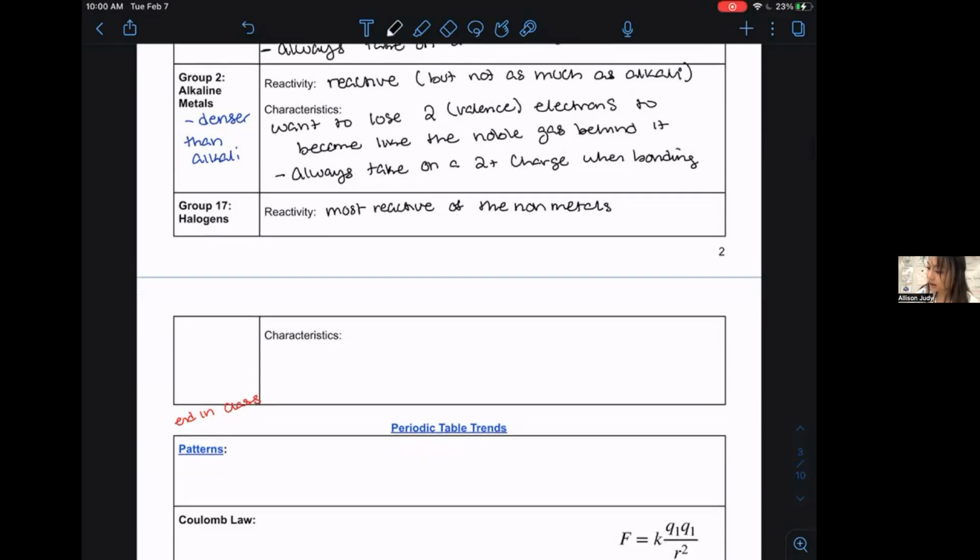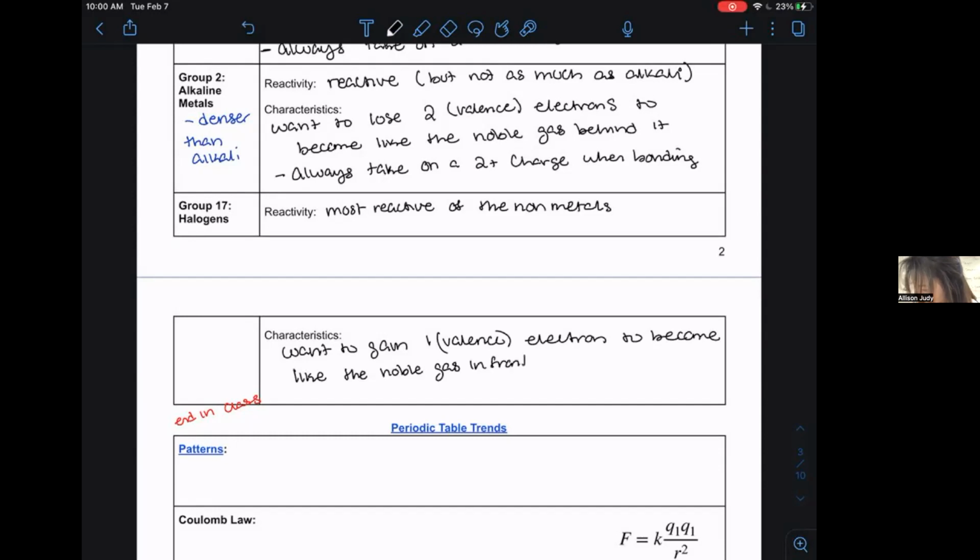So what are they going to do? They want to gain one valence electron to become like the noble gas in front of it. So what charge are they always going to take on? A 1 minus. Seeing the patterns?